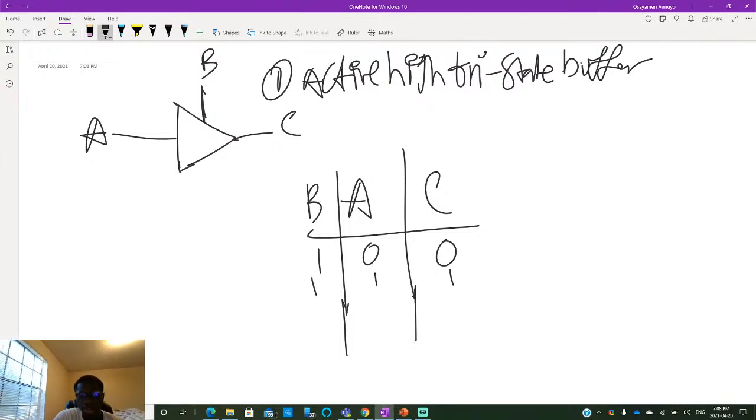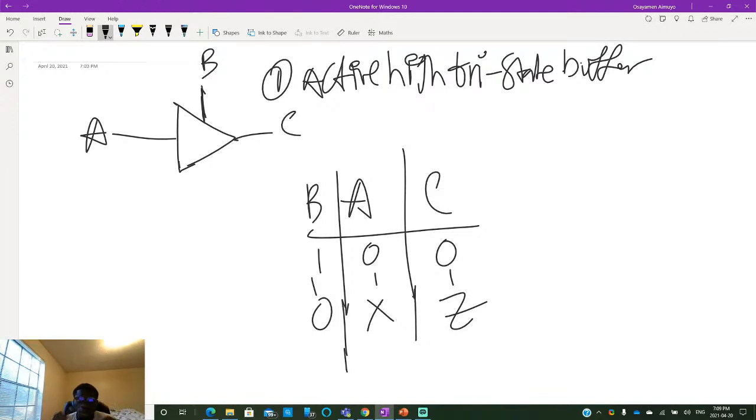And then, like I said, if B is zero, it doesn't matter what A is. So I'm just going to put a don't care, because we literally do not care. You have a state called Z, where C is this state Z, which represents high impedance. So that's all there is to it for a tri-state buffer.